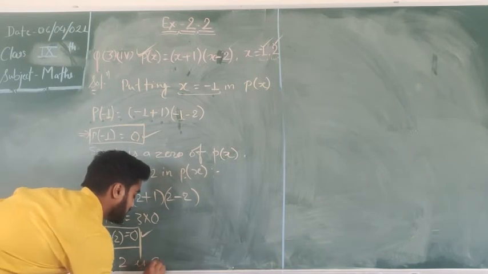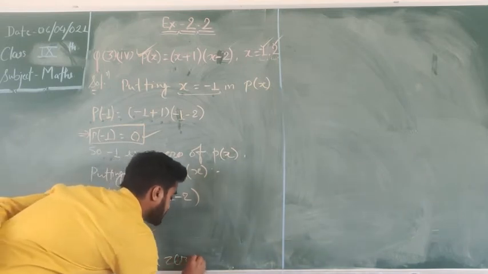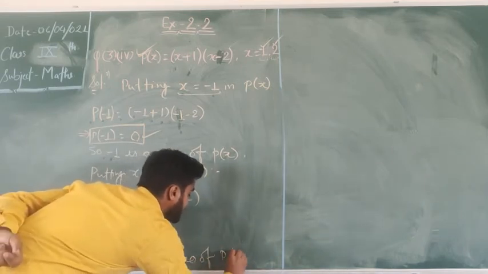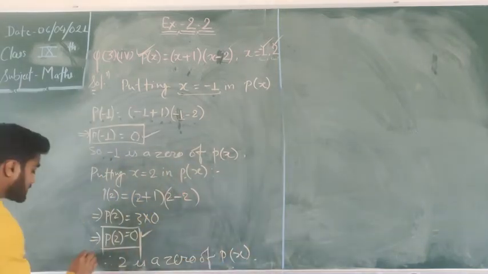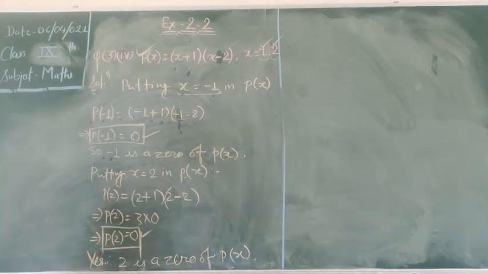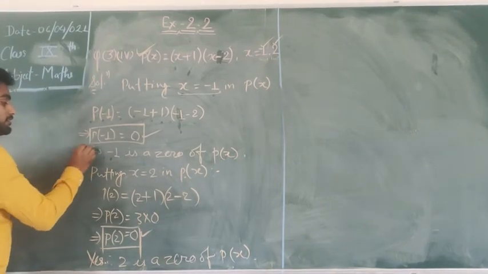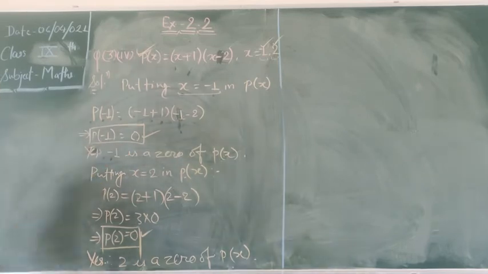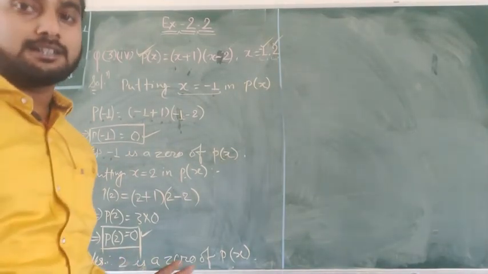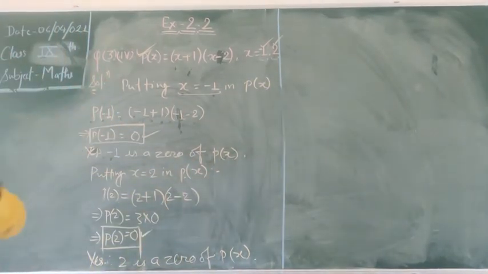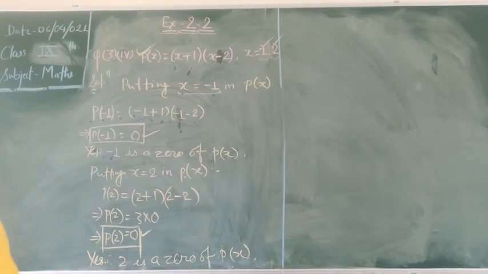is a 0 of p(x). That means you have to write yes, yes, and so yes, minus 1 is a 0 and 2 is the 0 of the given polynomial p(x). Similarly, you can do all the questions.